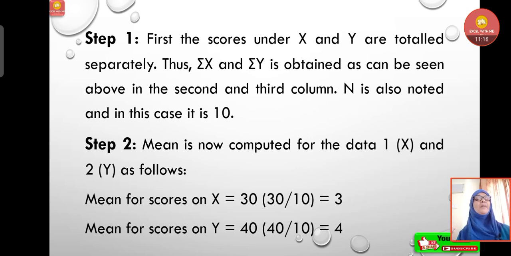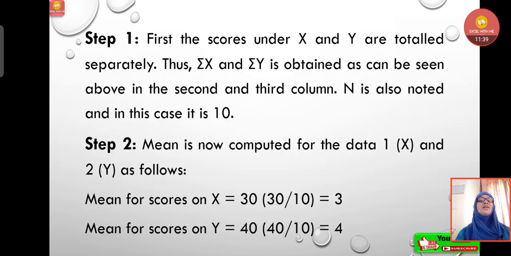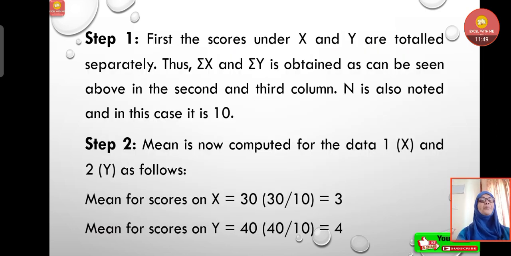So the first step is the scores under X and Y are totaled separately. Thus sigma X and sigma Y are obtained, as can be seen above in the second and third columns. You have seen here, second and third columns totaled here. Then N is also noted, and in this case it is 10. You can see here N is 10, given already. You can pause and please check the table and solve the sum.